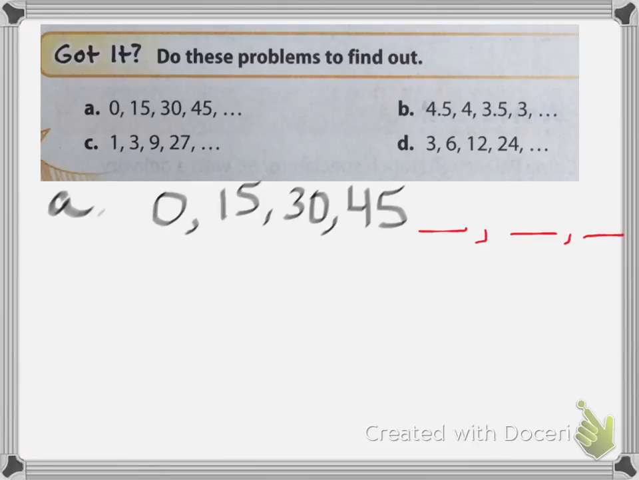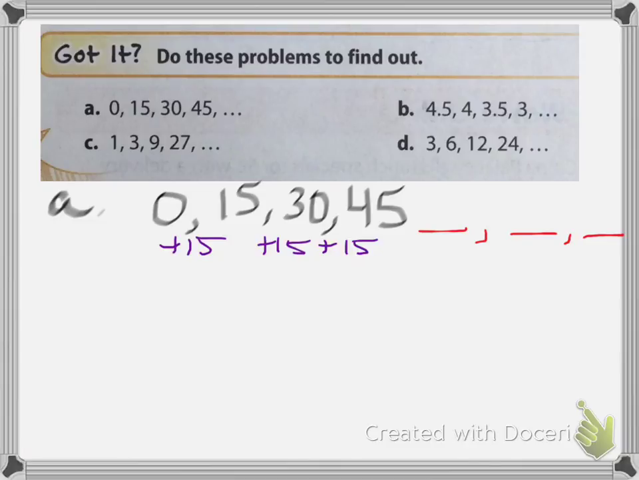So we need to look. Well, I could add 15, that's really all I can do. Because you have 0 here, remember, this absolutely positively cannot be a geometric sequence because 0 times anything is 0. So because this one has 0, it's automatically an arithmetic sequence. So you have to add 15, add 15, add 15.